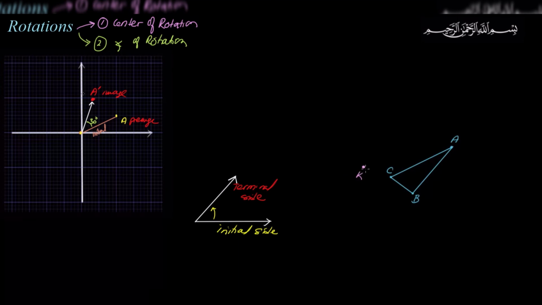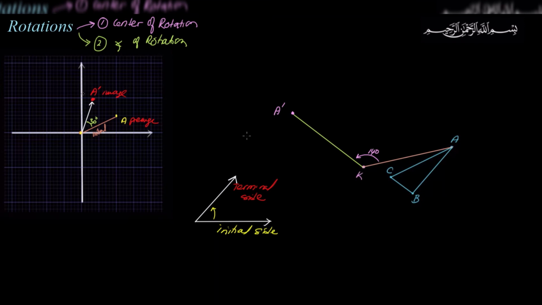The first thing you do is you take the center of rotation and connect it to the point you're rotating, and that acts as the initial side of the angle of rotation. And then you construct an angle over here using a protractor. So I'm going to guess that this is going to be 140 degrees, and this would be like A prime over here. So that's going to be the rotated image A prime.